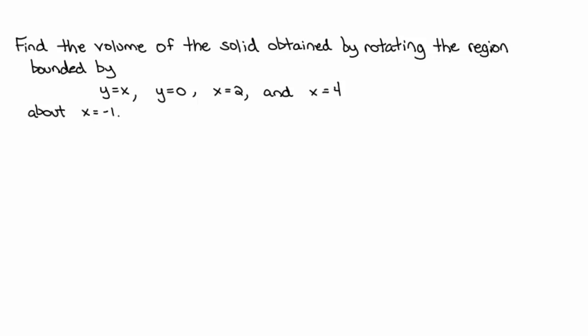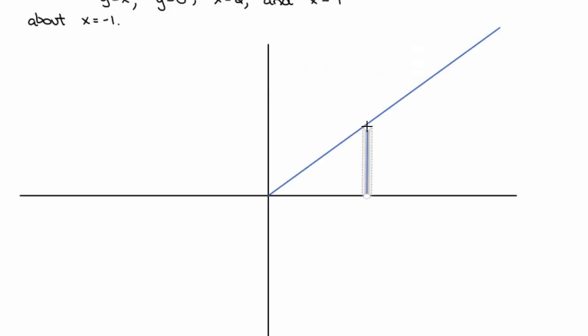All right, here we're asked to find the volume of the solid obtained by rotating the region bounded by y equals x, y equals 0, x equals 2, and x equals 4, about the vertical line x equals -1. The very first thing we should probably do here is graph this situation.